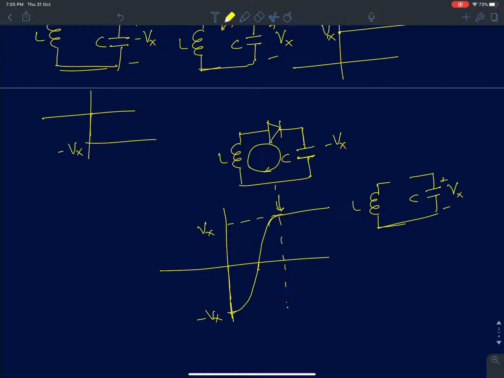We can do the same analysis, but now it starts with 0.5. The voltage seen by the inductor is only 0.5 volts. That will determine the current in the circuit. The voltage across the inductor is going to determine the current through the inductor.